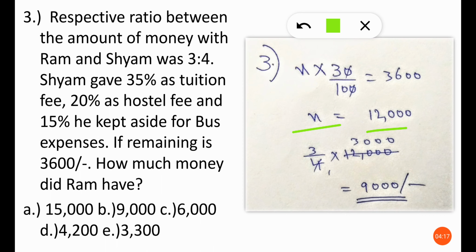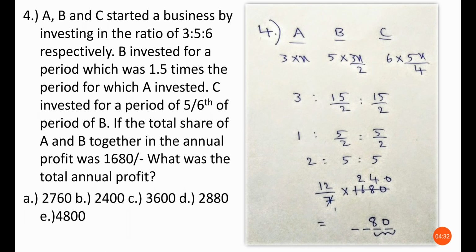This X value is the value of 4 parts. Now we have to find out the value of 3 parts. 4 parts value is 12,000, 3 parts value is 3 by 4 into 12,000, that is 9,000 rupees. Option B is the right answer. This is the amount that Ram have. Moving to the fourth question.